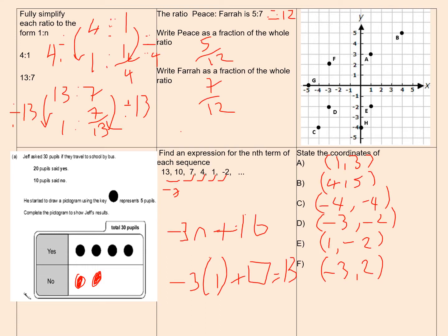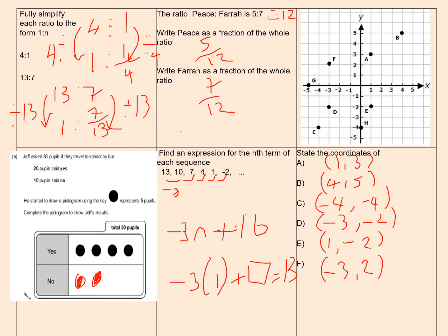Okay, so looking at the answers. The question's asking us to get the first number as part of the ratio to 1. So we've got 4 to 1. We need 4 to become 1, so 4 divided by 4 is 1. Whatever we do to one side of the ratio, we have to do to the other side to simplify it. So there'll be 1 to a quarter.